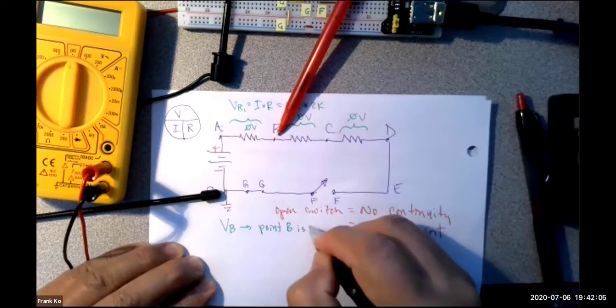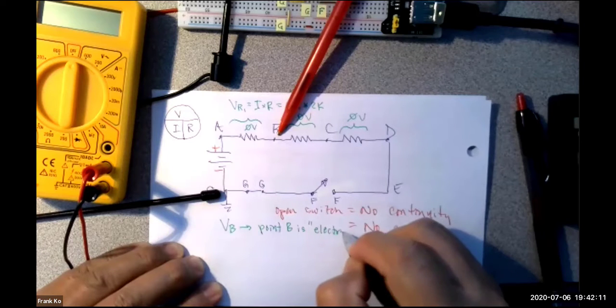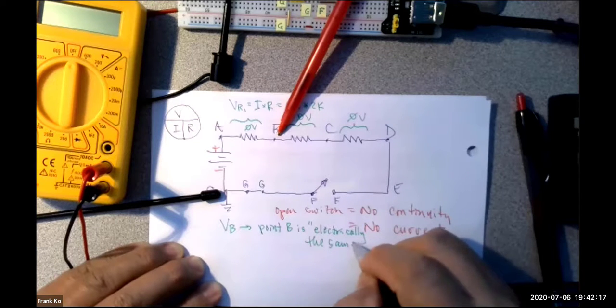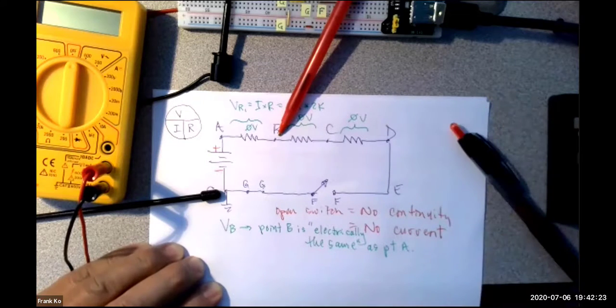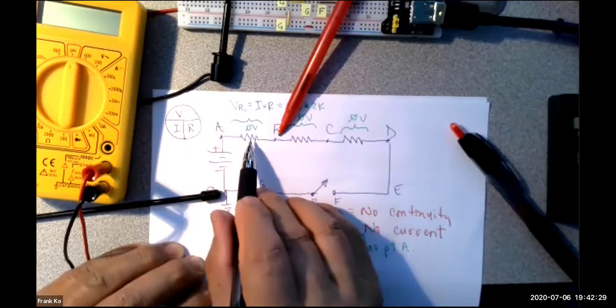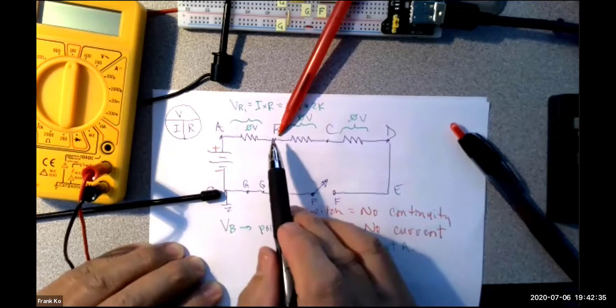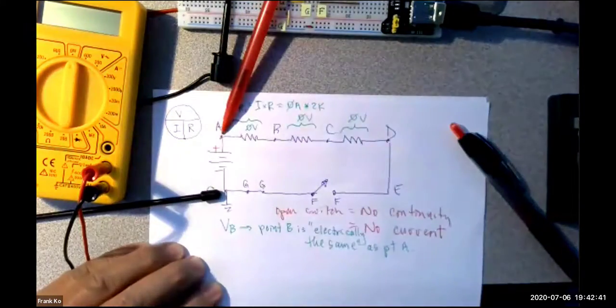Point B is, and here's another phrase that I gave you before, electrically the same as point A. B and A are electrically the same. There's no drop between them. It's not open. They are connected, but there's no voltage between point A and point B. So the probe at point B is nothing more than as if it were right here at point A. What do you see between A and ground? 5 volts, yeah?